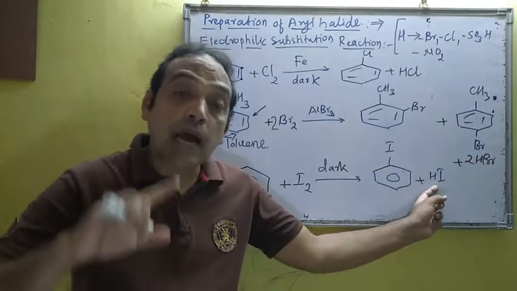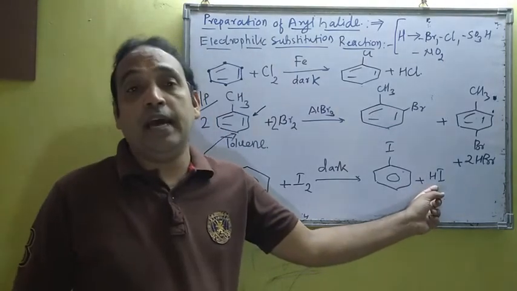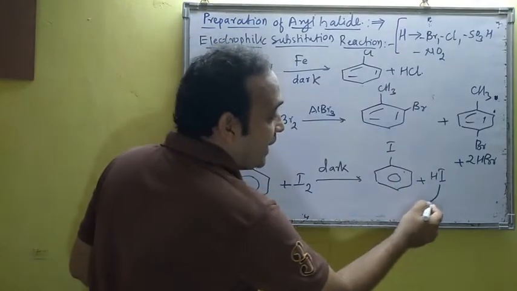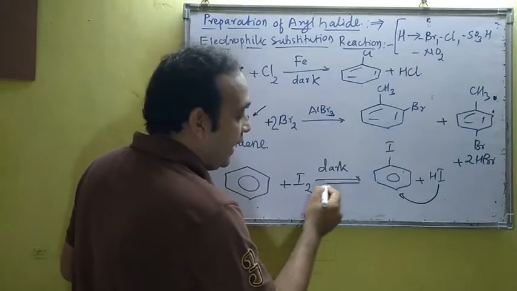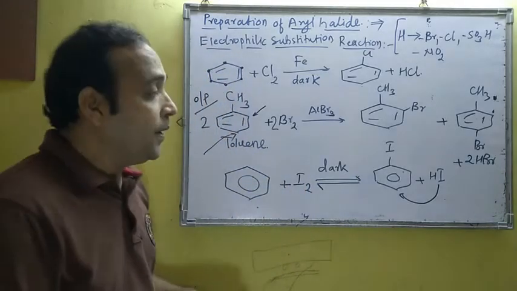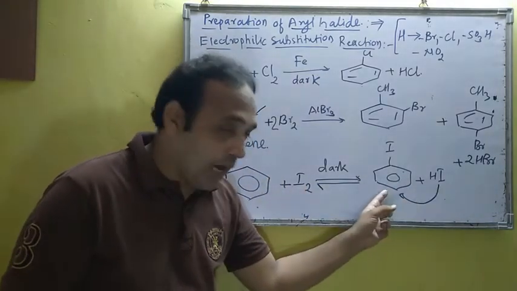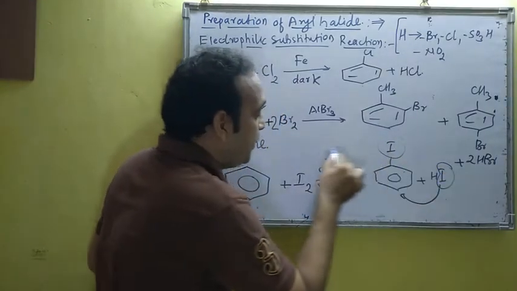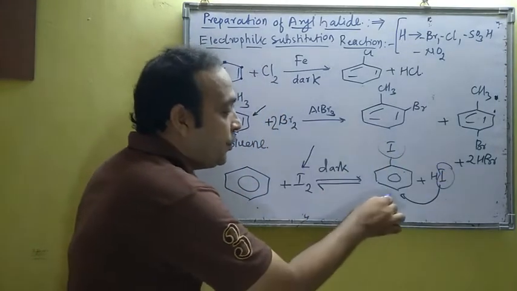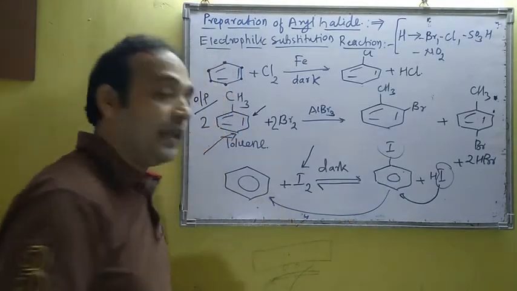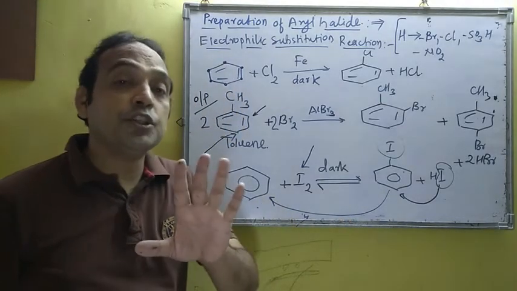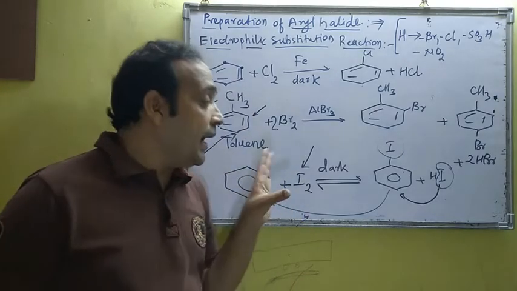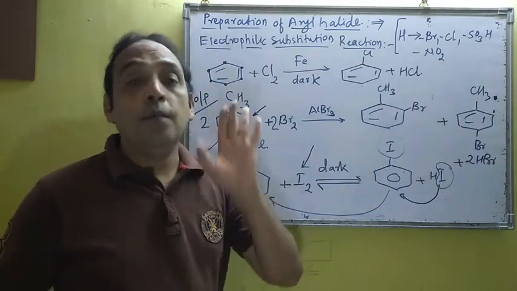But due to the high reactivity of HI, the reaction will not stop there. This HI reacts back with iodobenzene and the reaction will be reversible. This HI reacts with iodobenzene and the two I combine together to form I2, and we get back the aromatic compound benzene. Means the reaction will not complete, the reaction will be reversible, and that's why direct iodination is not possible.